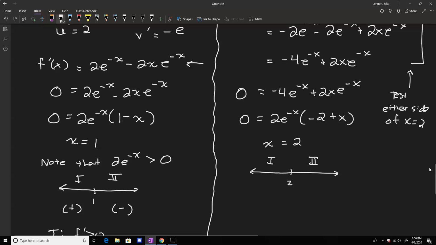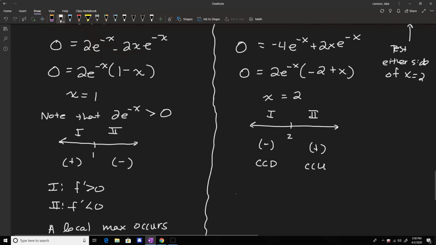So what ends up happening is we end up getting a negative here and a positive here, which basically means that we were concave down in this region and concave up in this region. We can plug in some example points just to see.